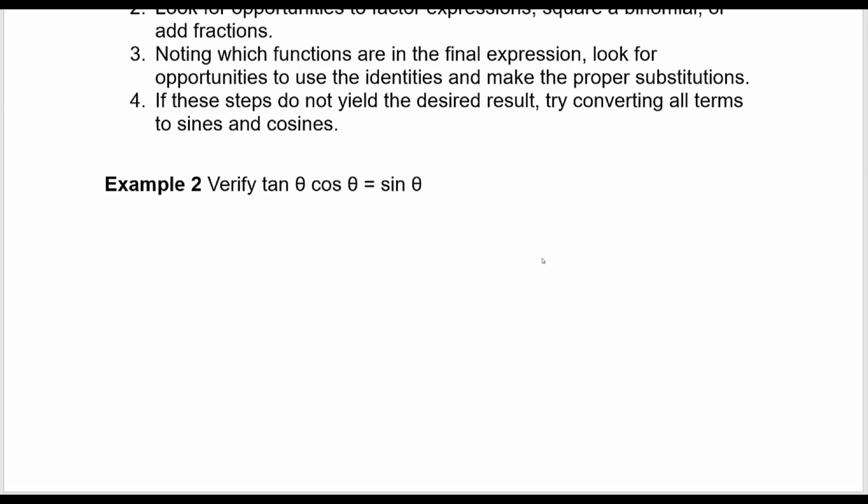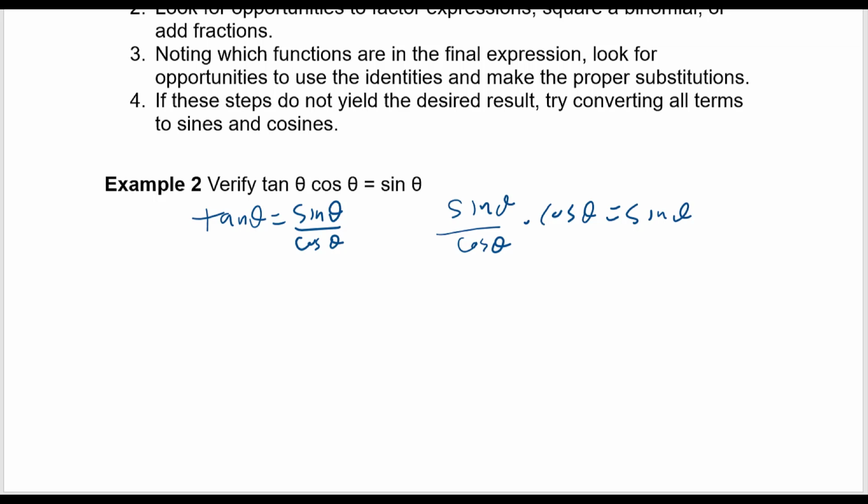So let's verify that tangent theta times cosine theta is sine theta. So tangent theta, just recall, is going to be sine theta over cosine theta. So what we have here is sine theta over cosine theta times cosine theta is sine theta. Well, the cosines divide out and that tells us that sine theta equals sine theta. That's it.